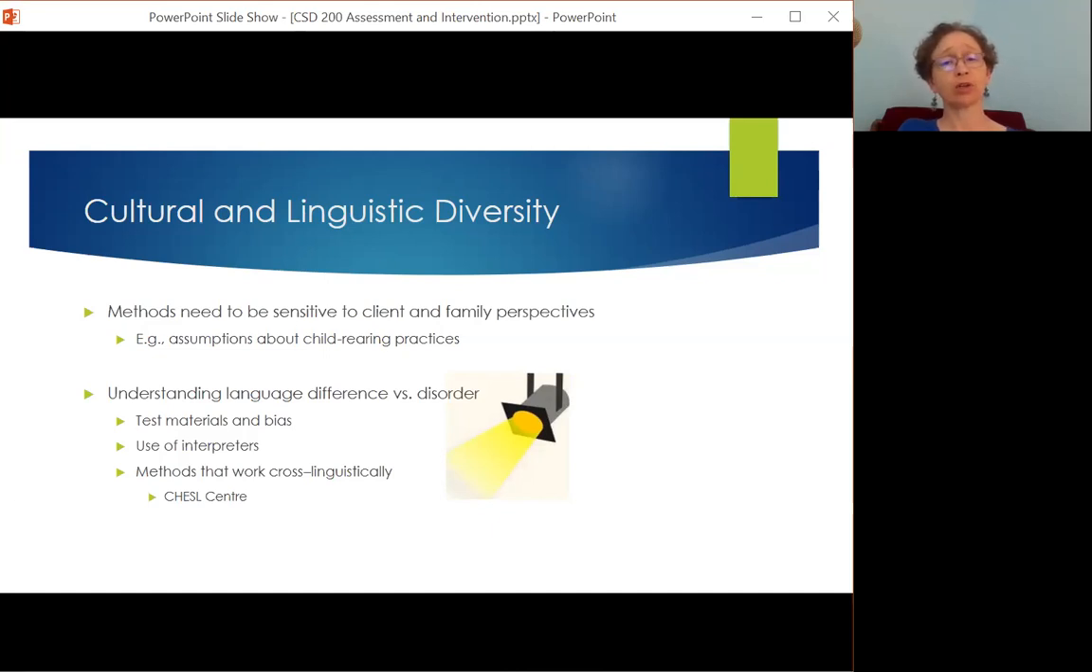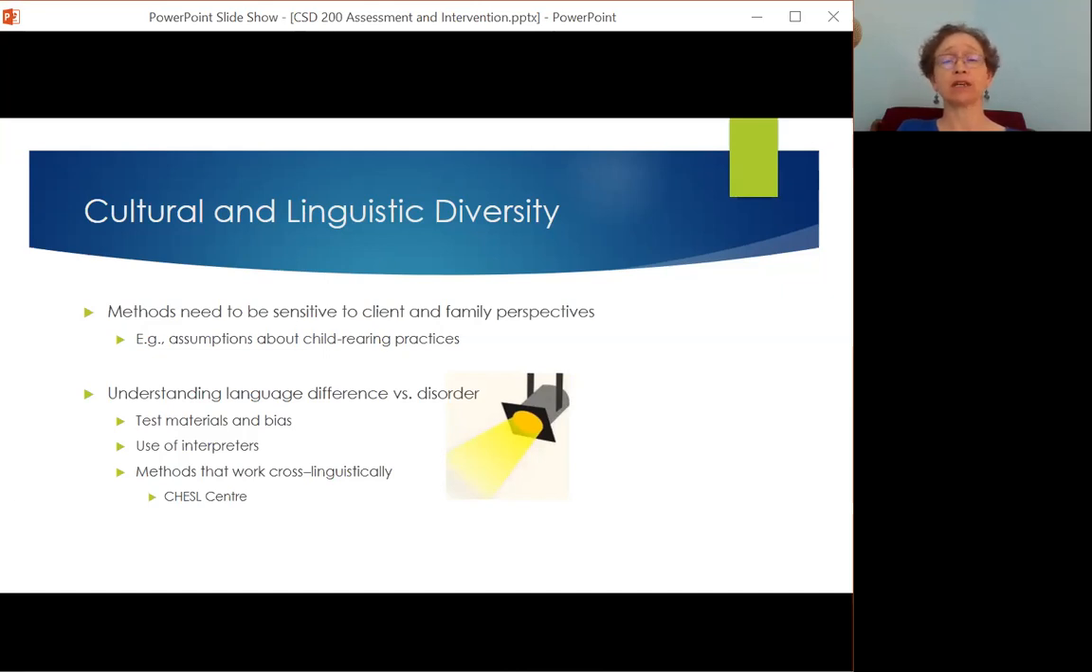So for example, we need to understand the test materials we have. If they are designed for monolingual English speakers, for example, and we have somebody who comes from a different language background, that test is probably going to give us incorrect results for that person. Also, there can be cultural bias.